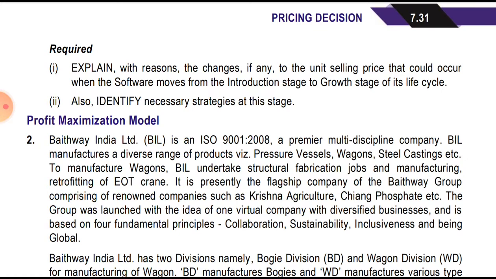So it would be difficult for the competitor to enter into the market, and that's how they will reduce the unit selling price. Explain the reason for the change, if any, to the unit selling price that could occur to the software when it moves. So it will reduce because of the need to reduce the competition.